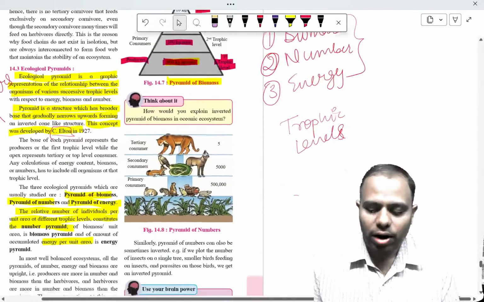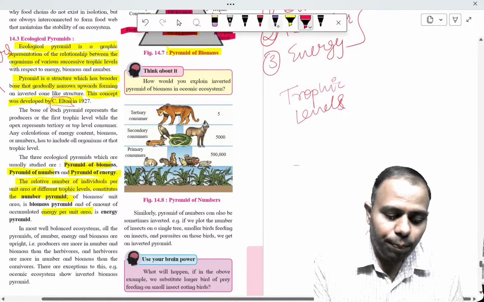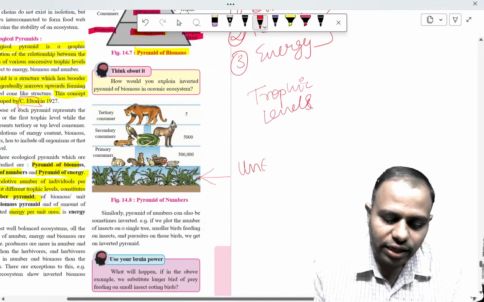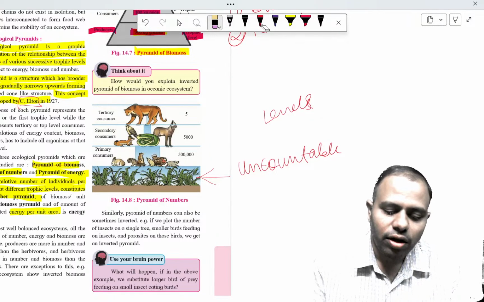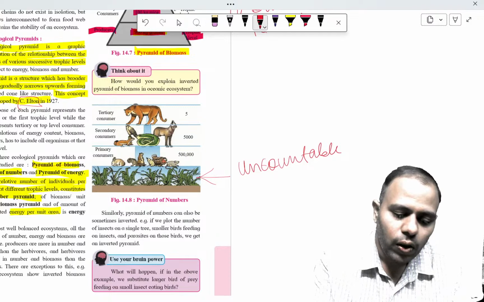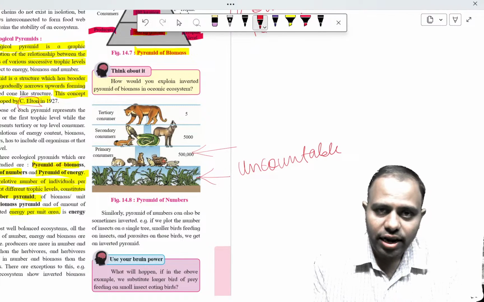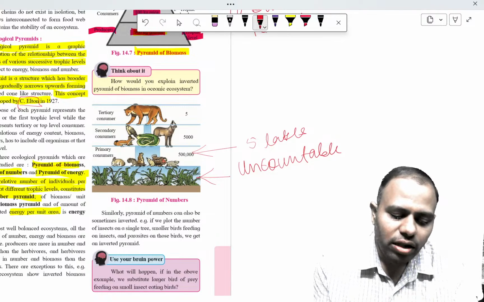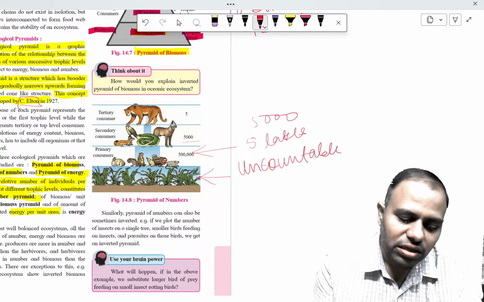Now the next example, the pyramid of number, is shown to you here. In the pyramid of number, the primary producers are very large in number. We can call them uncountable, because you cannot count the grass. The primary consumers that eat the grass are countable in an ecosystem, suppose 5 lakhs. The secondary consumers that eat these primary consumers are very much fewer, 5,000. And the animals eating these secondary consumers number only 5.